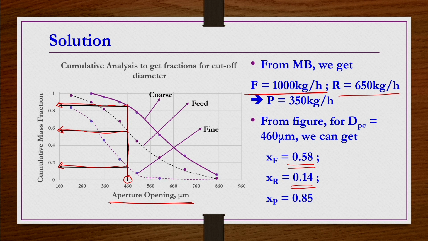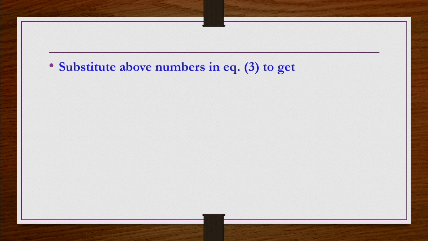Likewise, XP is 0.85. So now you have 0.58, 0.14, 0.85 as XP, XR and XF. So all three are known. Then you can calculate the effectiveness. We calculate using all three methods.